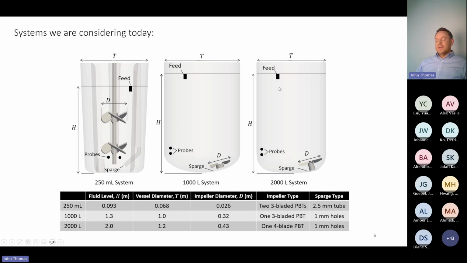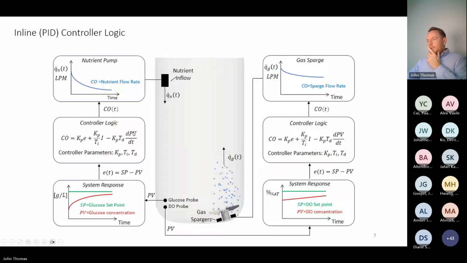But to be sure, I'm going to lead with the idea of inline control, where a probe is recording not only the O2, which informs the sparge rate of oxygen, but also the glucose, which informs the addition of nutrient feed, which again may be bolus addition or continuous addition. But at the end of the day, here's the landscape of the systems we'll be considering. Ambr 250, I'll talk about a bit. It's the size of a Campbell's soup can, a couple of impellers, a pretty standard system.